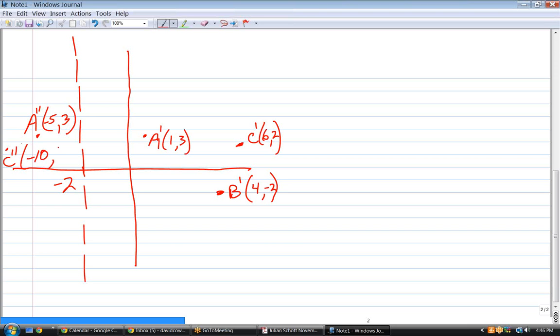And now the y-coordinate? 2. Got it. Okay, let's do B. B prime is going to be somewhere here. B double prime, excuse me. What's the x-coordinate? We know the y-coordinate is going to be -2 on B double prime. What's the x-coordinate? So I have to get to the dotted line, I have to go 6. Okay, good.